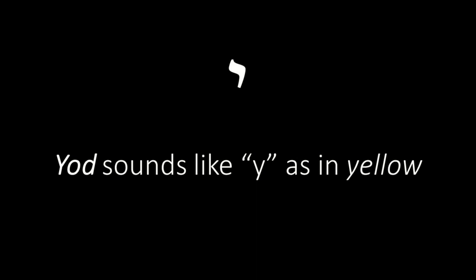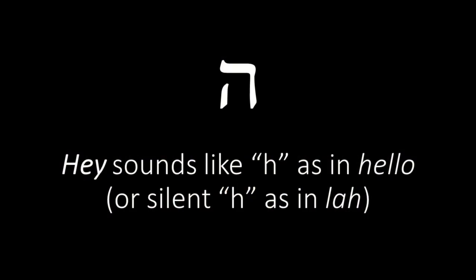The first letter is a yud, and it's the smallest Hebrew consonant that we have, and it's the Y sound. Y is in yellow. Can you all say y? That's the yud. It makes a cute little y sound. All right. The next letter is a hey, and that makes the H sound. H is in hello. Or if it comes at the end of a Hebrew word, it is silent, like la, right? You don't hear the H so strongly.